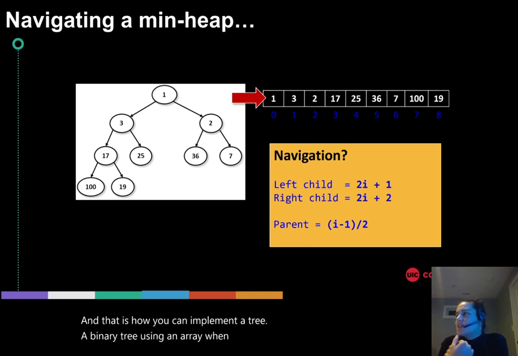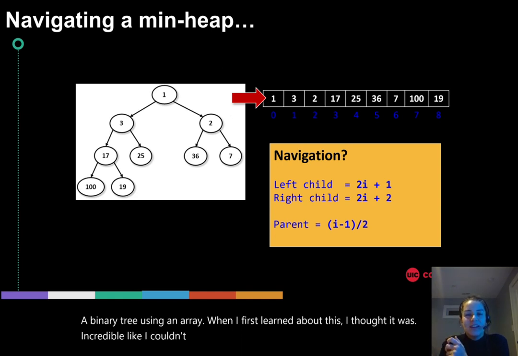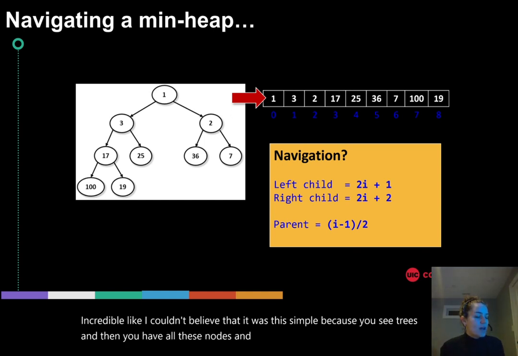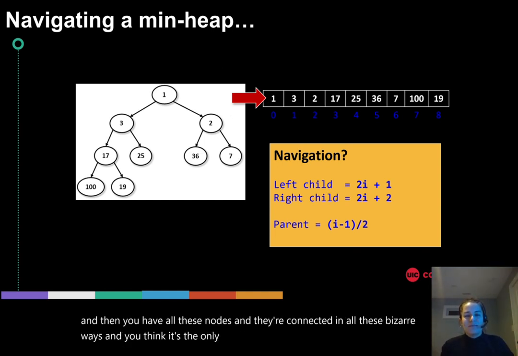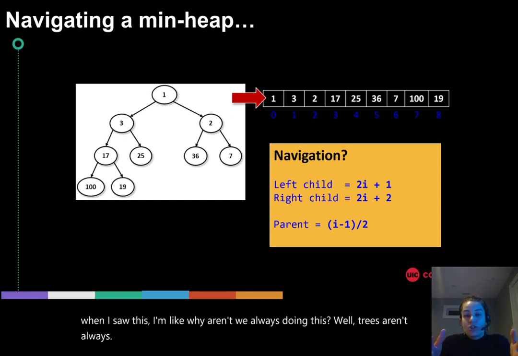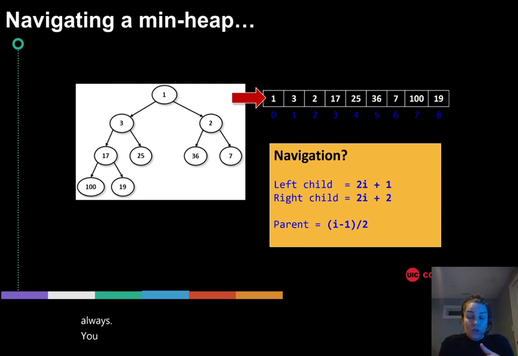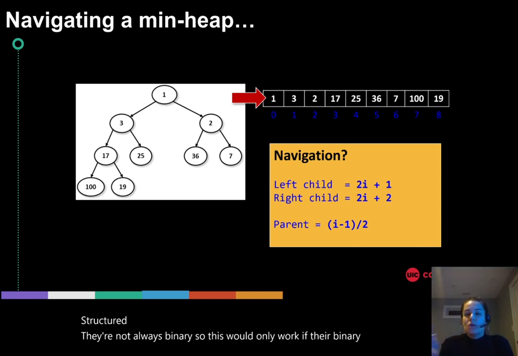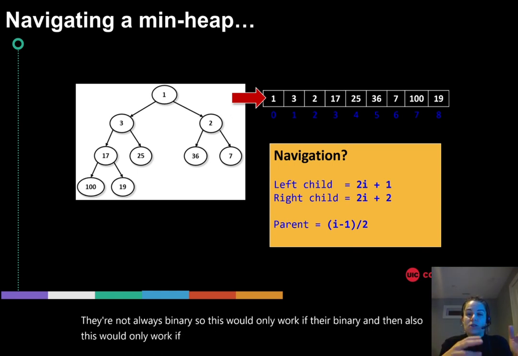When I first learned about this, I thought it was incredible. I couldn't believe that it was this simple because you see trees and then you have all these nodes and they're connected in all these bizarre ways and you think it's the only way that you could possibly store it. And then when I saw this, I'm like, why aren't we always doing this? Well, trees aren't always structured. They're not always binary. And so this would only work if they're binary. And then also this would only work if your tree is full, right? So you'd have to have a full tree, otherwise you'd be wasting a lot of space and memory with your array of unused nodes.